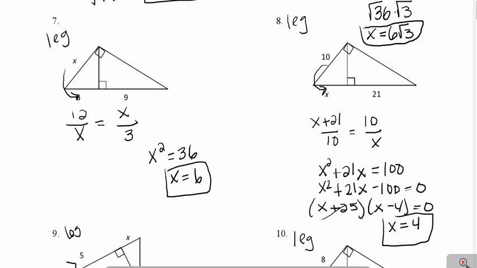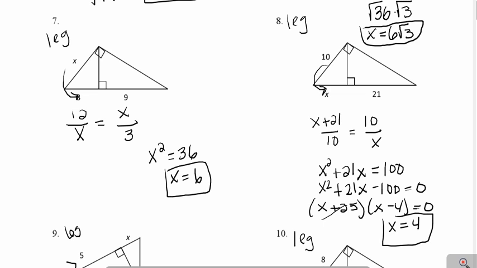Now number 8 is slightly different. It is a leg problem, but in order to find the entire hypotenuse, you just had to call it x plus 21. That would be the entire hypotenuse. And then when you go to cross multiply, you end up getting a quadratic equation. So I got x squared plus 21x equals 100. I subtracted 100 to get my equation in standard form, and then I factored it to x plus 25 times x minus 4.